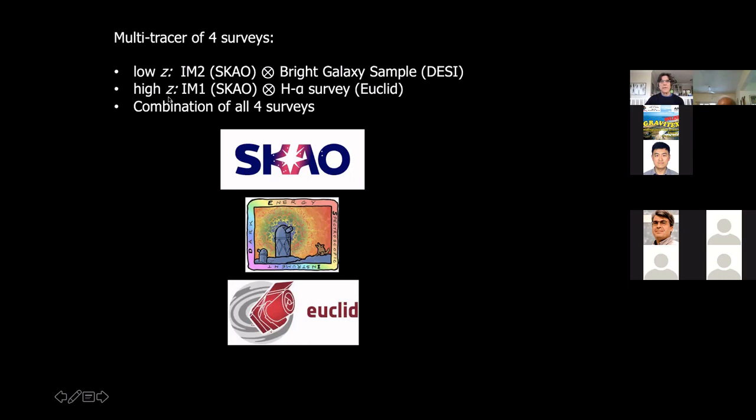And then at high redshift, we have the low frequency, i.e. high redshift intensity mapping band from SKAO, combined with the Euclid high redshift galaxy survey. And using the multi-tracer, we're going to combine all 4 of these surveys, as well as doing the 2 pairs. In multi-tracer, we will also combine all 4 together by the multi-tracer method. So let's see what happens.